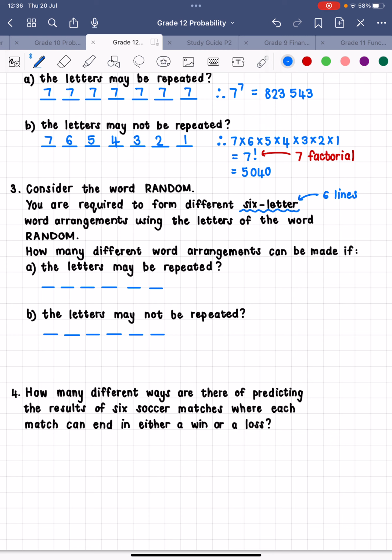Alright guys, let's look at that. The letters may be repeated. So how many options do I have for this one? 6. And then for the next one? Again, for all of them 6, right? So this is 6 to the power of 6, which is 46,656.